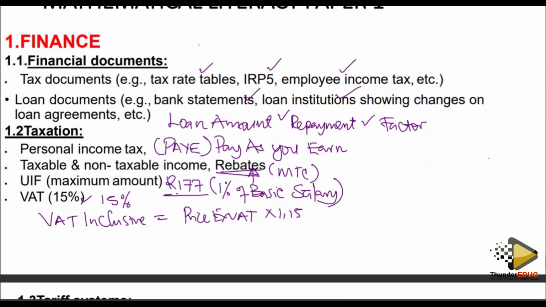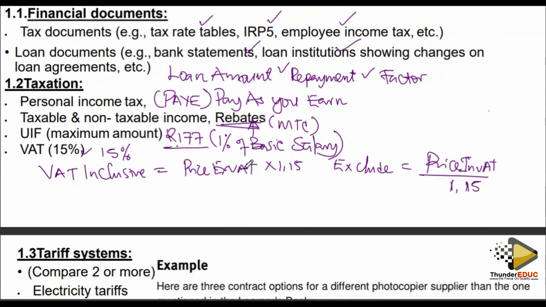But then, if we are excluding VAT, we shall always take the price given to us. Definitely, the price should be having VAT, and we divide by 1,15. All right, this is what you expect to see in paper one.